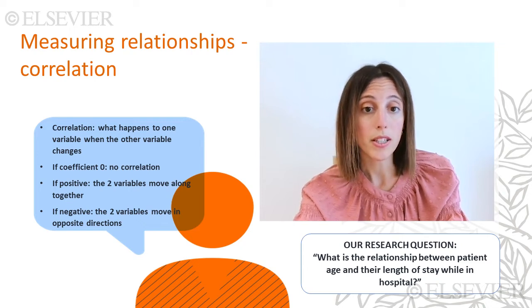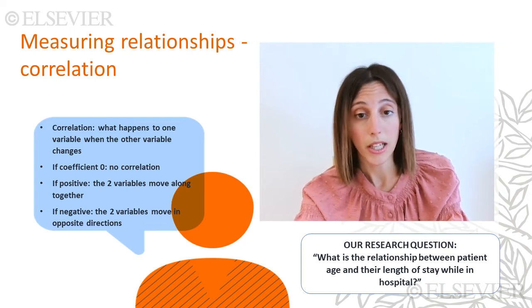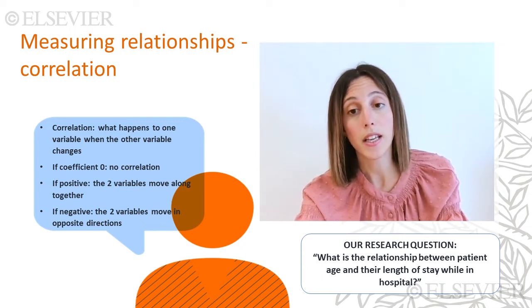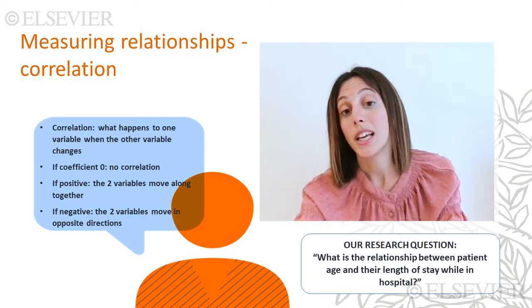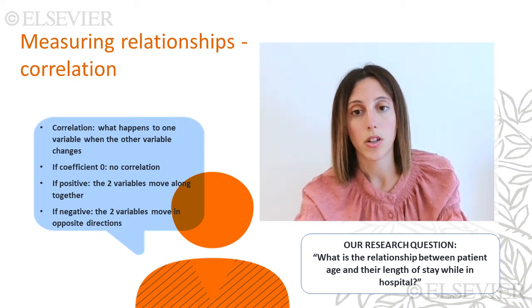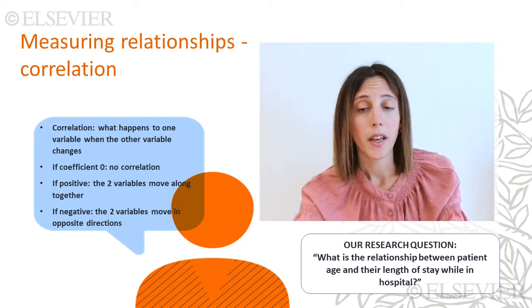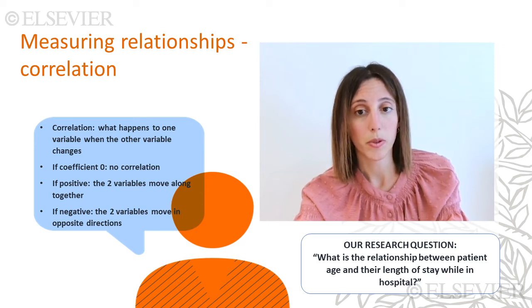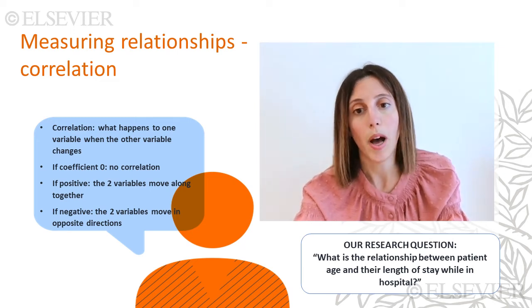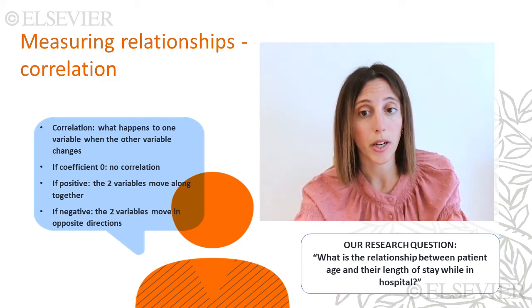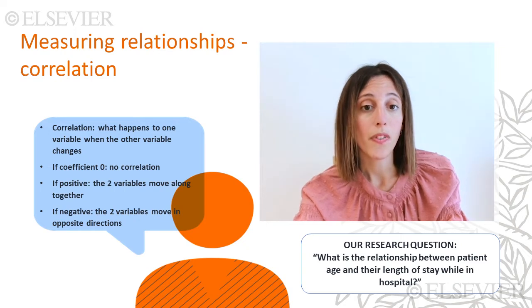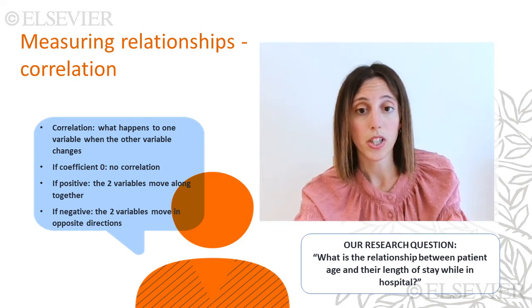For example, in our research question on the relationship between patient age and length of stay, a paper might talk about correlation tests to answer the question. So what do we mean by that? Through a correlation test, we describe the relationship between two variables in terms of what happens to one variable when the other one changes too. So in our example, what happens to length of stay when age changes? We find out by the correlation coefficients.